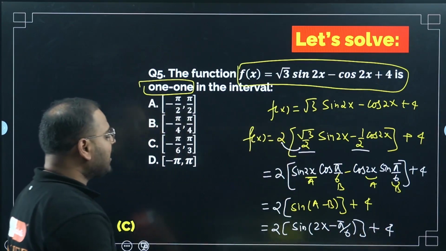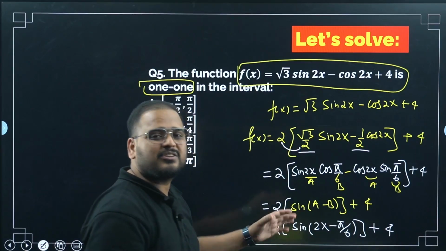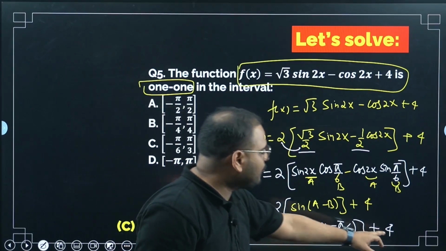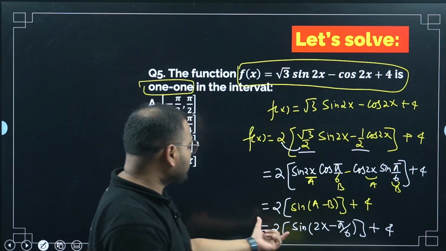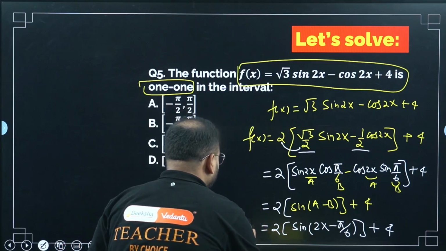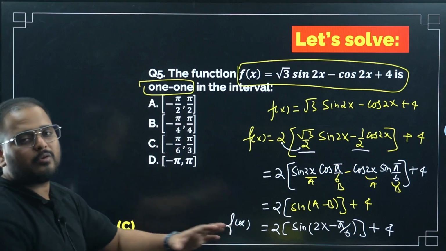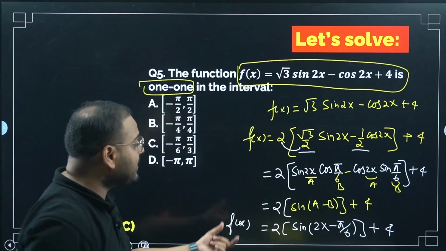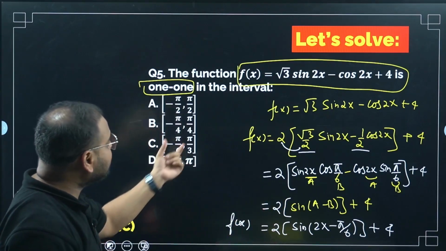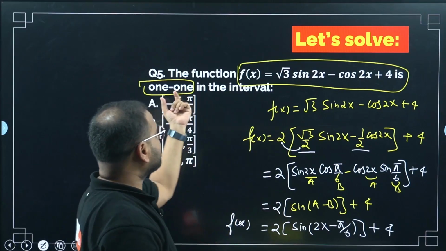Now 2 is a constant multiplied, so it is a transformation. 4 is also a transformation for the function. So that will not matter in this case, since it is basically moving the graph up or expanding or contracting it. But the graph's nature in the interval is given as 1-1.